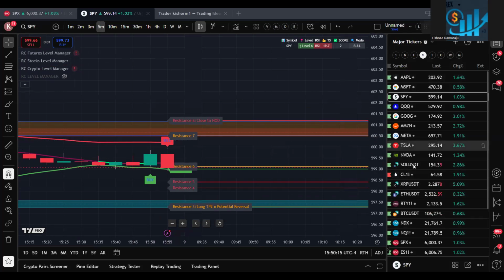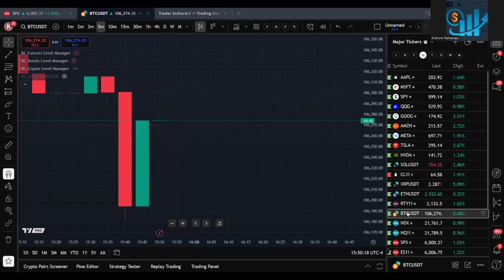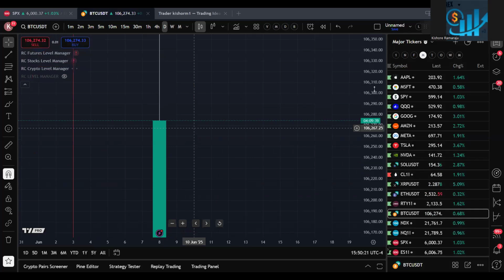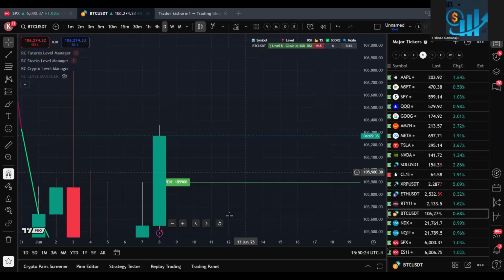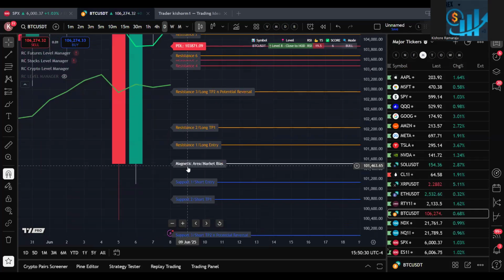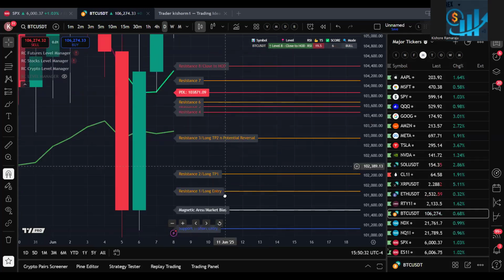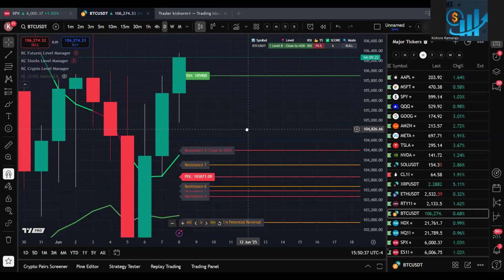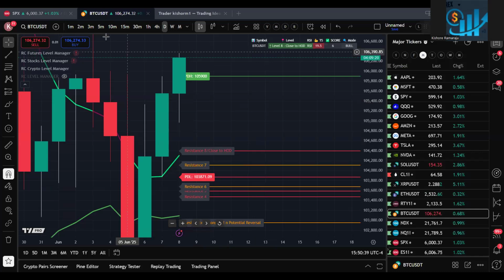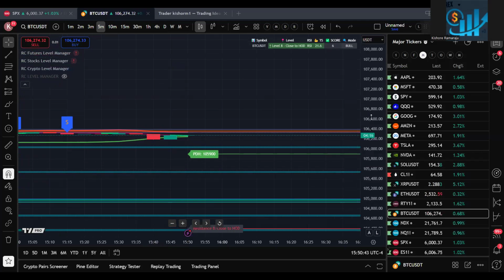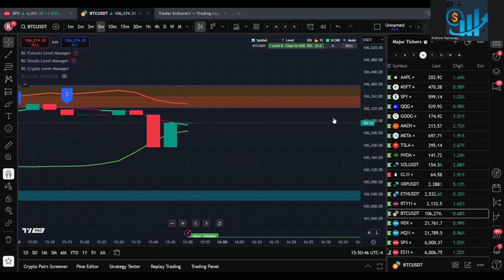For example, let us go and check for Bitcoin. If you see Bitcoin daily, where is your magnetic? This is your magnetic area. So price opened above the magnetic area and it is still going on. So that means you will mainly focus on the buy opportunities. Whenever you get a buy signal, that's a good opportunity.